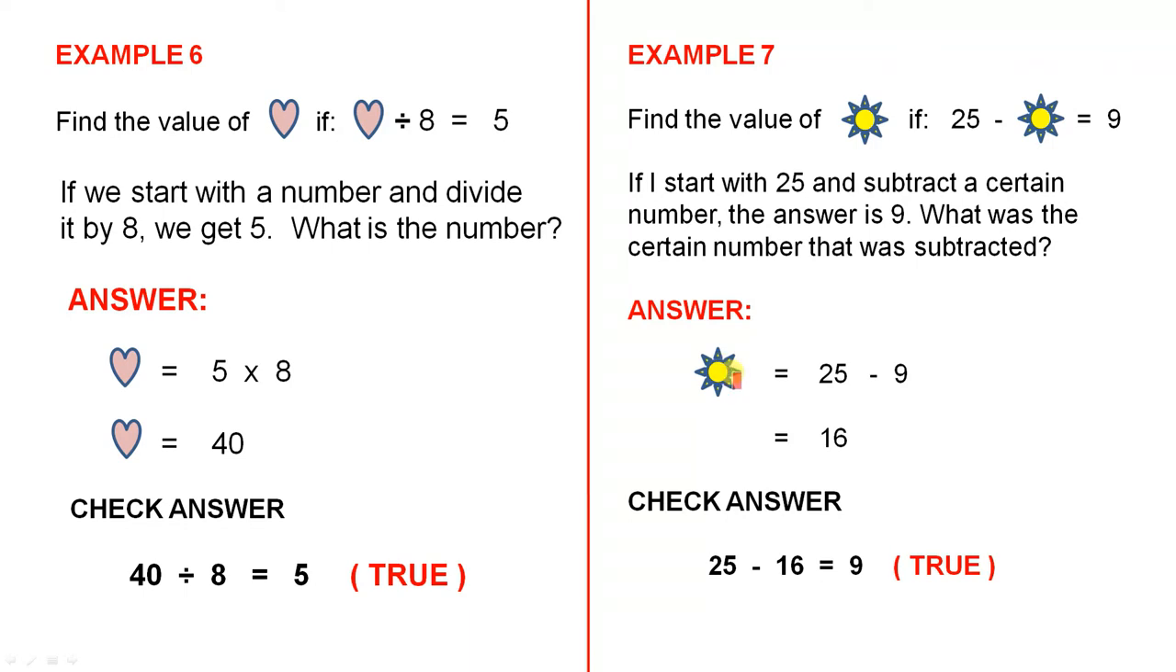So the sun has to be 25 minus 9, it has to be 16. Check the answer. 25 minus 16 equals 9, and that's true.